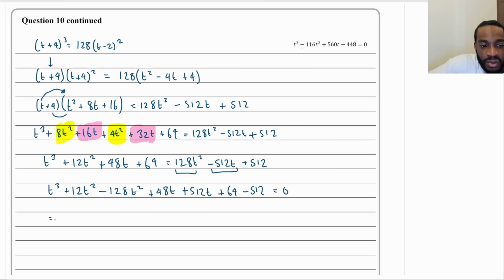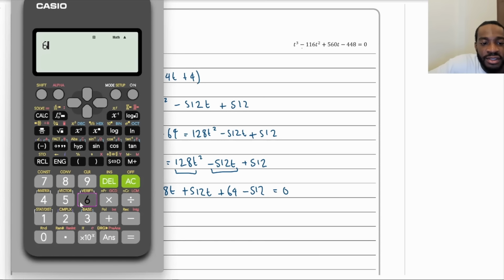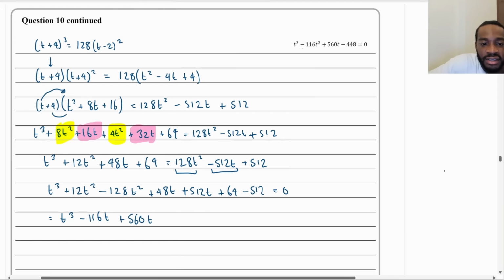So to tidy this up, what do I have? I've got t cubed, and then 12 minus 128 is minus 116, so that'll be minus 116t. 48 plus 512 is 560. And then 64 minus 512 has to be minus 448, but let me just convince myself. 64 minus 512 is minus 448. Fantastic. As required.